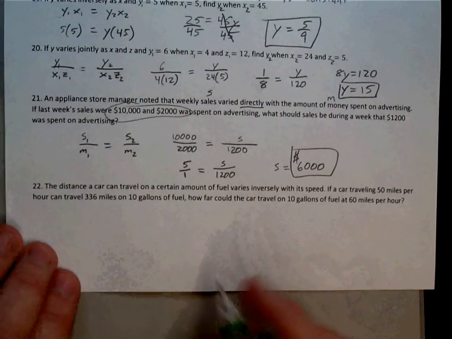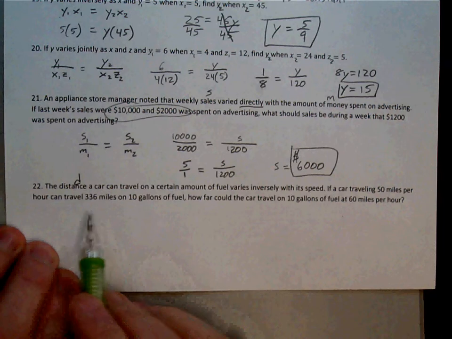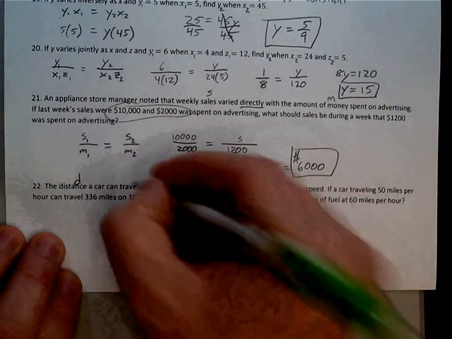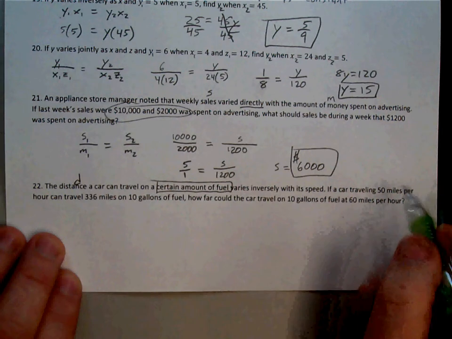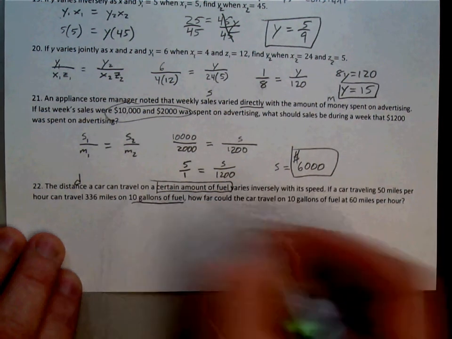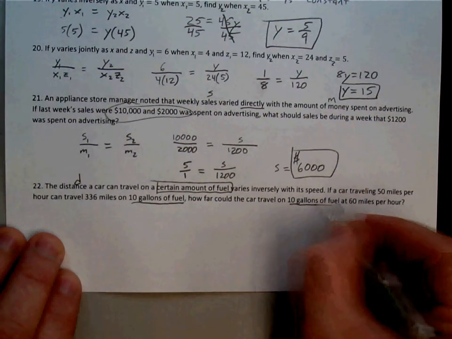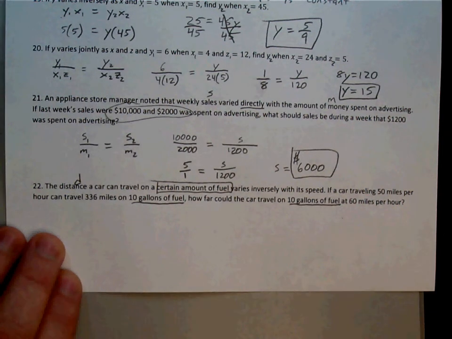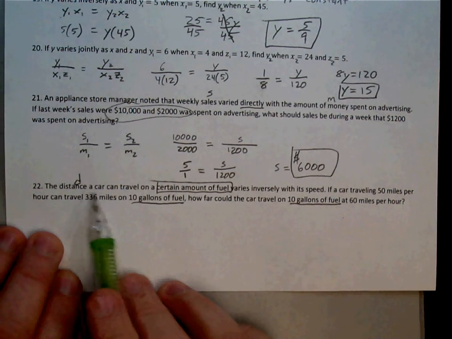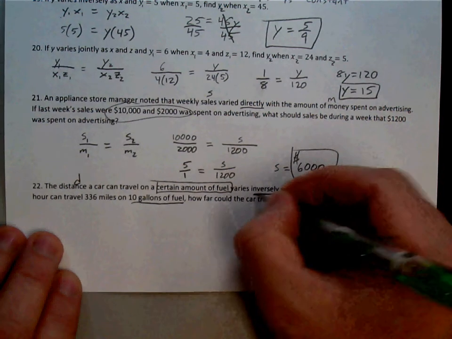And number 22, distance, we'll call that D. A car can travel on a certain amount of fuel. This piece right here could get confusing. The amount of fuel should stay constant. Notice down here, 10 gallons of fuel, 10 gallons of fuel. So it is constant. We're not really worried about that part of it. If they were different, that becomes an issue. So the distance they can travel varies inversely with its speed.